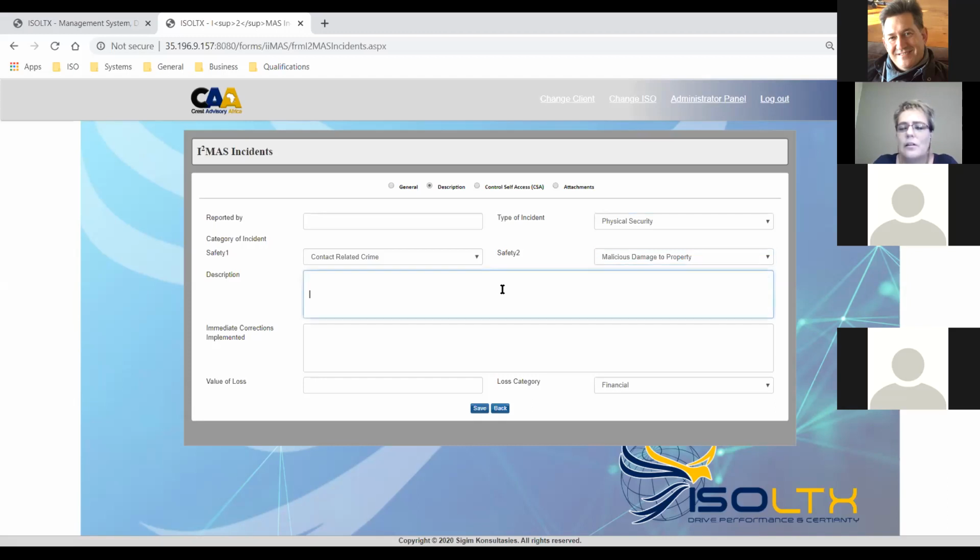A description, short description on what has happened, that is free text. And then this is what also makes a difference. You're going to have to say here, what is your immediate corrections that has been implemented? So something happened, what was the immediate corrections that was done? Was it you placed a guard, whatever the case may be?